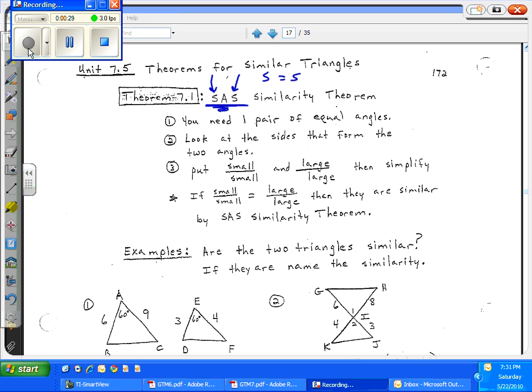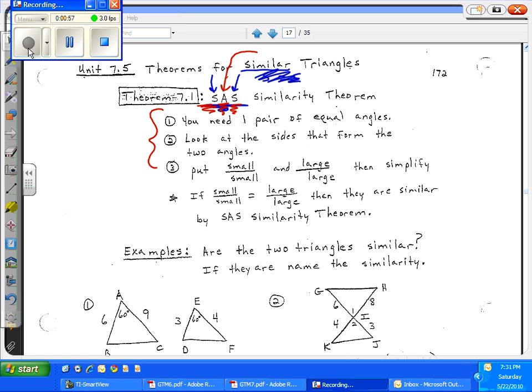But that's not true for similarity. In similarity, the sides are not equal. The sides are proportional. So when you see an S for side in similarity, you're thinking about proportion. So let's look at this situation right here. It's still side, very next angle, very next side. It is two sides and the included angle.